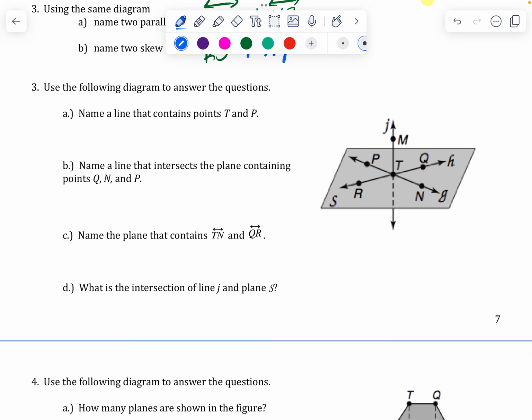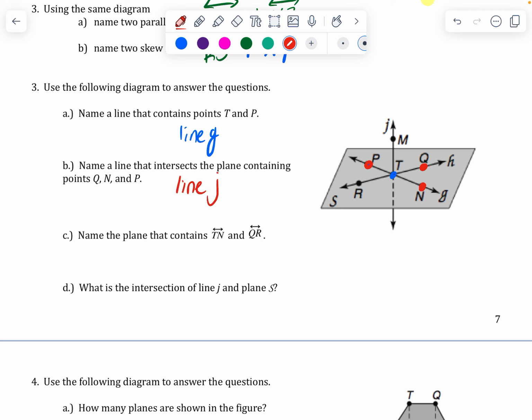Use this diagram now and a line that contains point T and point P. So T and P are both on line G. Right there. Name a line that intersects the plane containing Q, N, and P, and the line that intersects the plane, which means it goes through it, is line J.